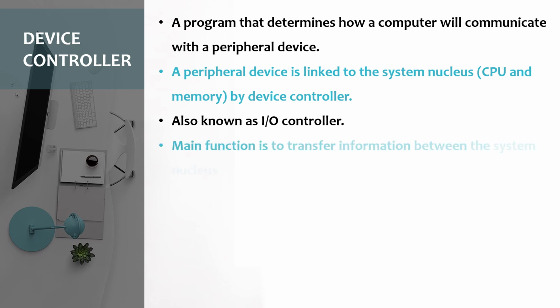Then the main function of a device controller is to transfer information between the system nucleus and the device. System nucleus means CPU and memory, and the device means which device? Any peripheral device. Yes.